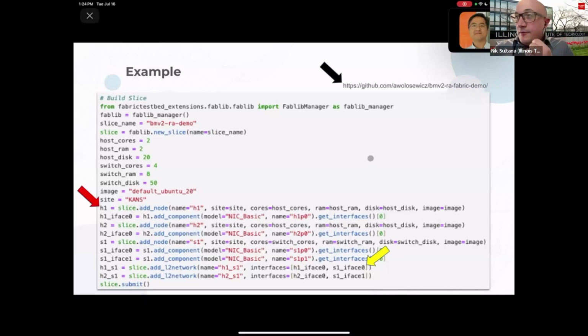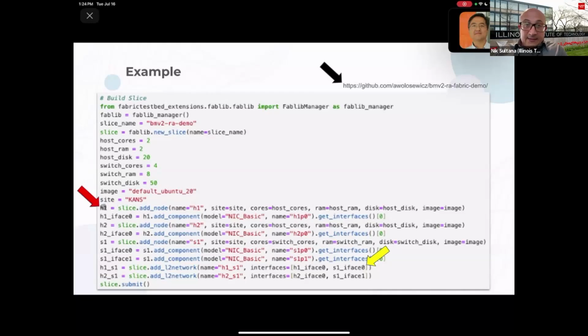And this is an example from my PhD student, Alexander, whose code you can see online at this repo. For those of you who have used Fabric before, this will look familiar, but for those of you who aren't, I'll just decompose it a bit for you. So basically here, we're going to create a slice. And a slice is going to be a set of resources that we're going to use for an experiment. And this is done declaratively.